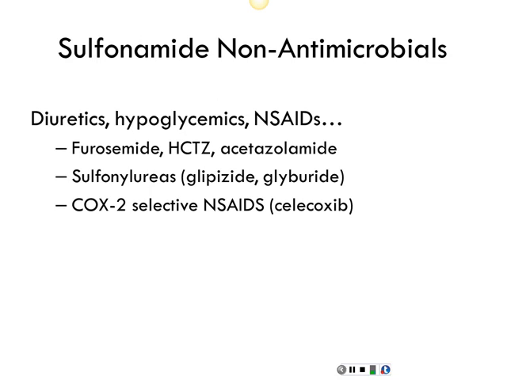Versus our non-sulfonylamine components, which are diuretics, hypoglycemics, NSAIDs. So you've got your sulfonylureas, which are glyburide, glimepiride, glipizide, et cetera. COX-2 inhibitors, celecoxib, and then furosemide, bumetanide, torsemide, all of your loop diuretics, except for ethacrynic acid, which, remember, is your non-sulfonamide-based loop diuretic. So someone who does react to Lasix, you could use ethacrynic acid in those patients.